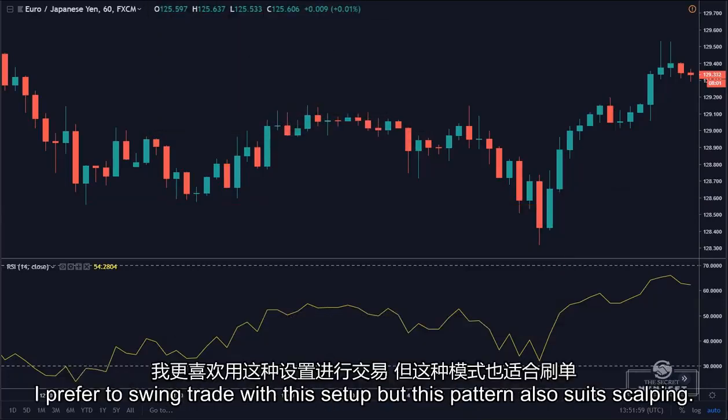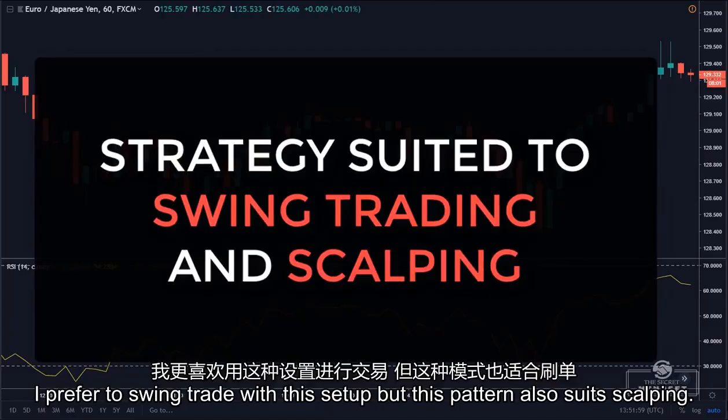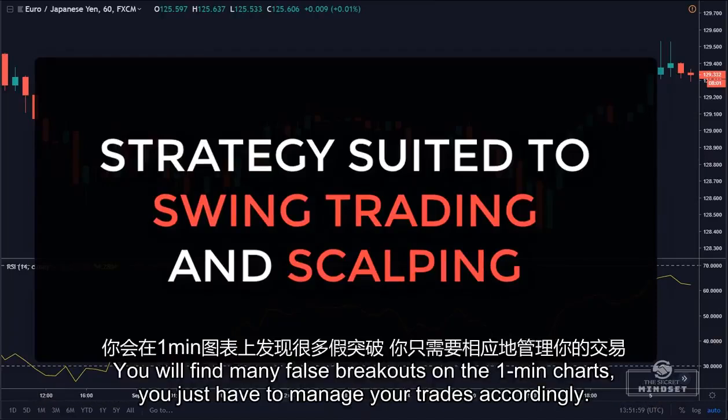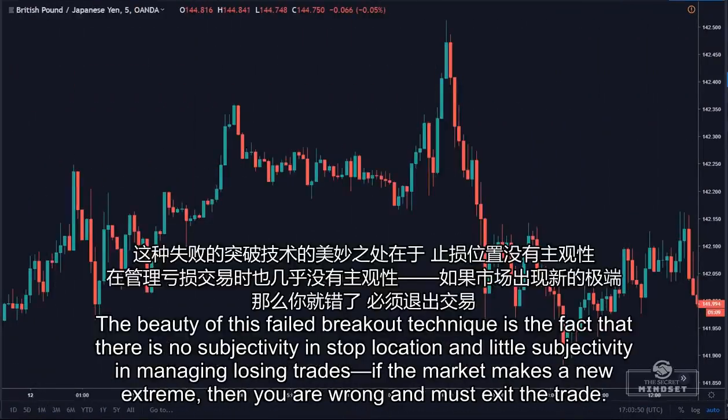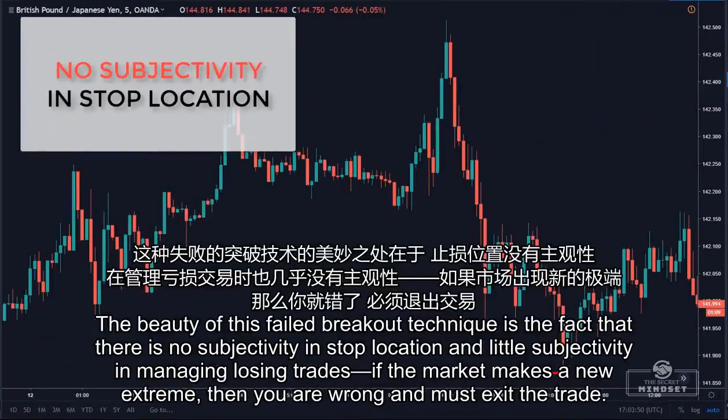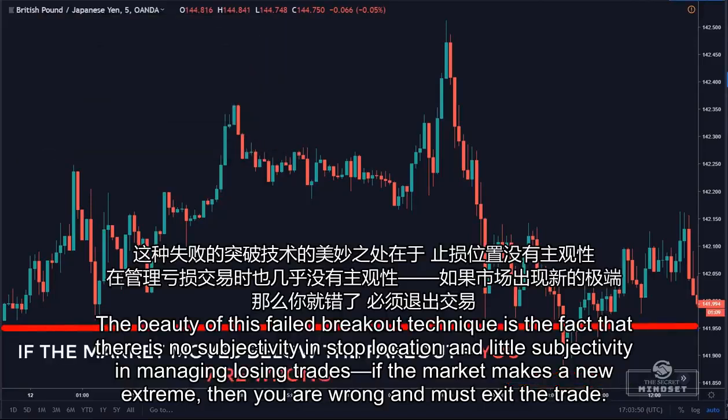I prefer to swing trade with this setup, but this pattern also suits scalping. You will find many false breakouts on the 1-minute chart. You just have to manage your trades accordingly. The beauty of this failed breakout technique is the fact that there is no subjectivity in stop location and little subjectivity in managing losing trades. If the market makes a new extreme, then you are wrong and you must exit the trade.